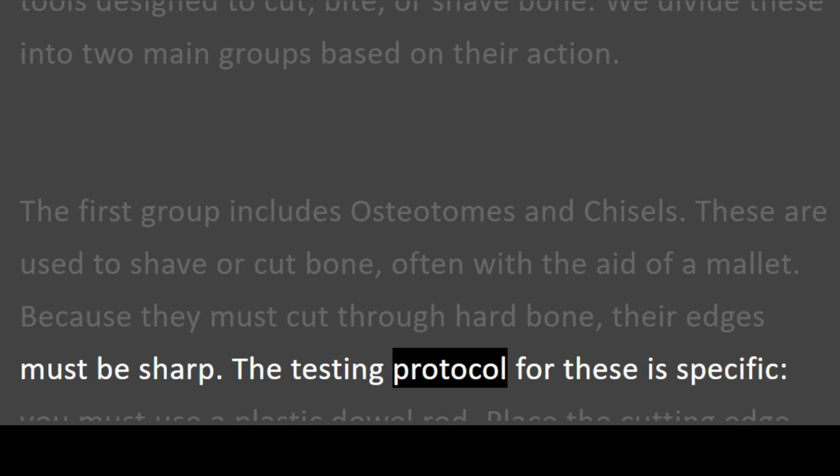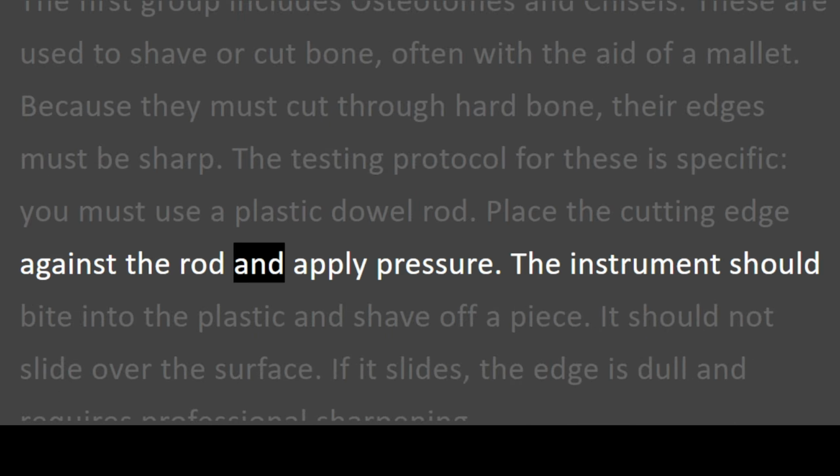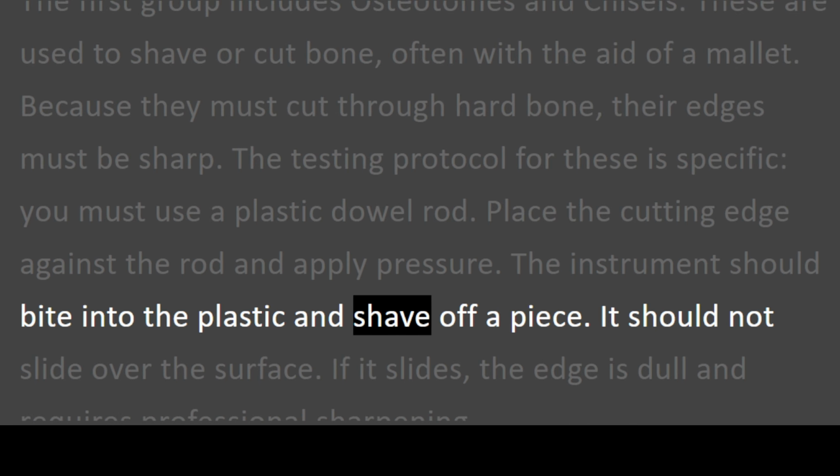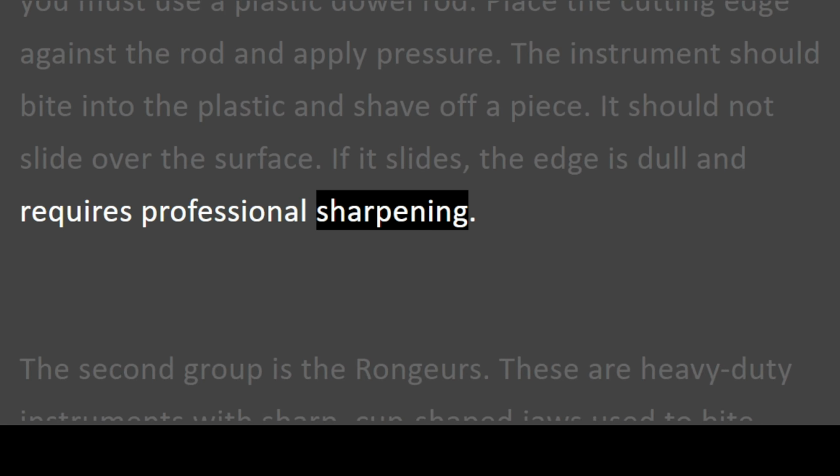The testing protocol for these is specific. You must use a plastic dowel rod. Place the cutting edge against the rod and apply pressure. The instrument should bite into the plastic and shave off a piece. It should not slide over the surface. If it slides, the edge is dull and requires professional sharpening.